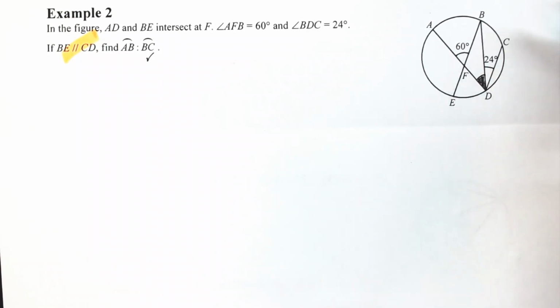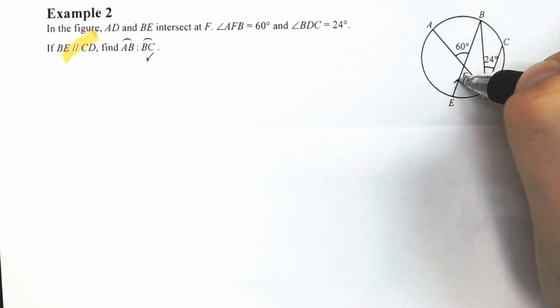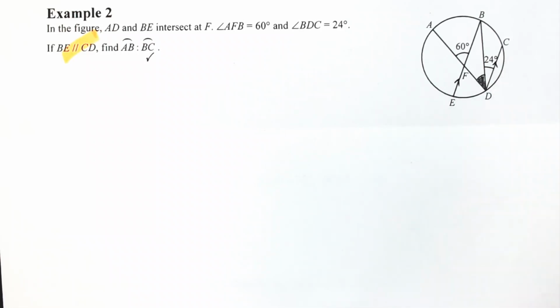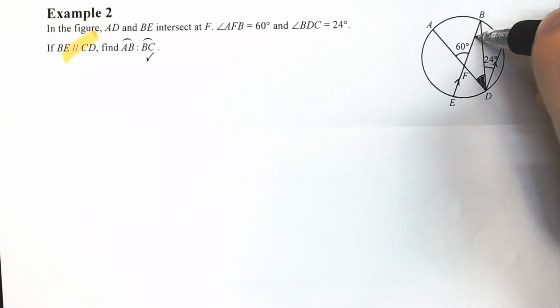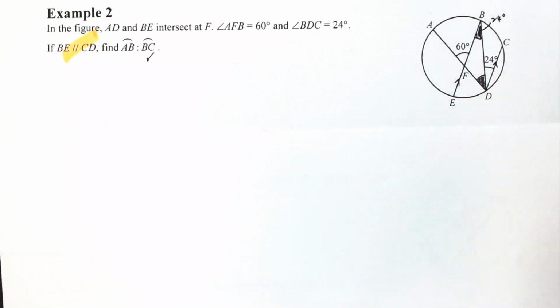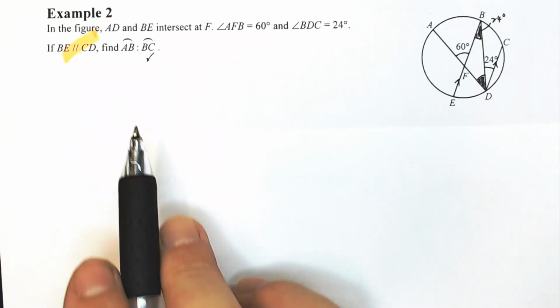Now, since BE is parallel to CD, we then try to make use of the angle properties about parallel lines. And thus you should think about this as 24 degrees. And by considering triangle BDF, you should find out that this angle ADB is 36 degrees. Okay, and thus you can find the results.